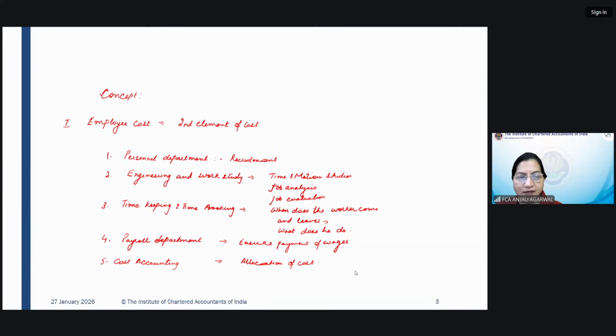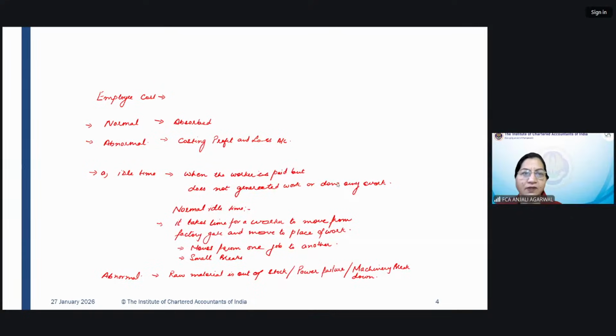The cost accounting department will ensure how to allocate the cost to the various jobs and products, whether we need to take it to the abnormal costing P&L account, or treat it as overheads, or treat it as direct cost.